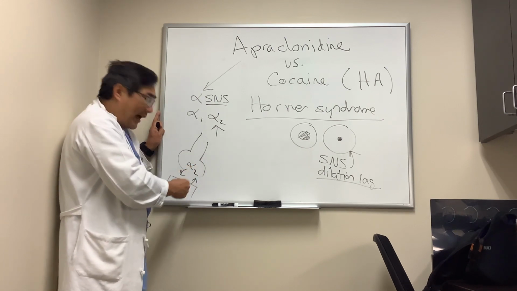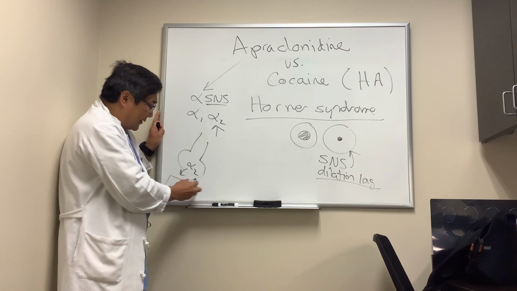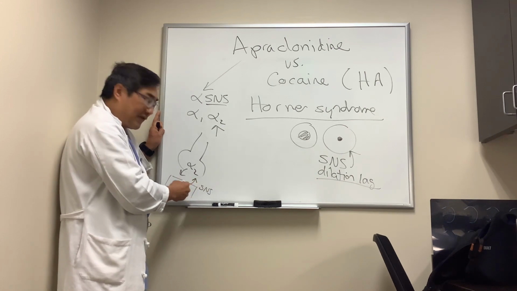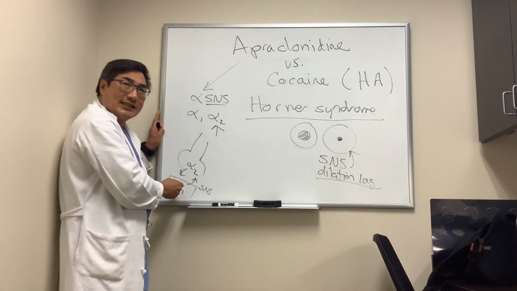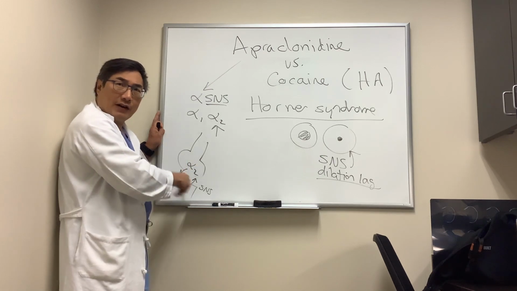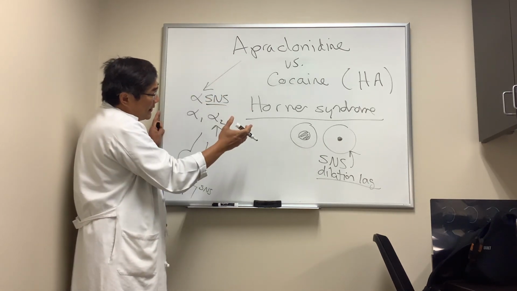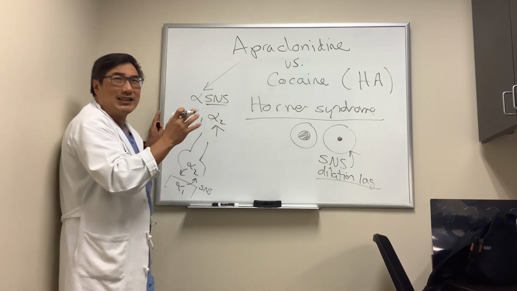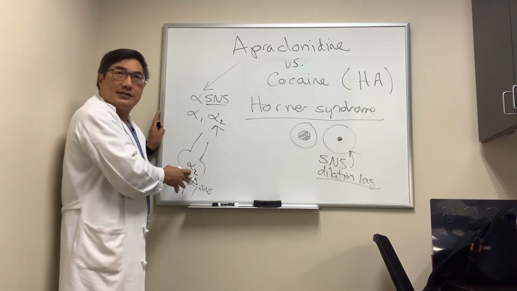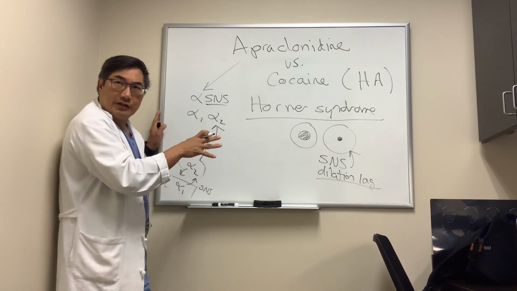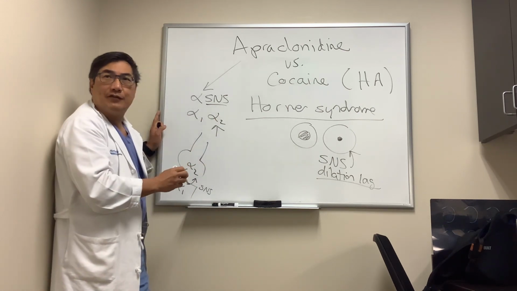So if you have alpha 1 activity, that is going to be sympathomimetic activation, but if you have alpha 2, that's actually antagonistic. It's to turn off the system. So under normal conditions, if you put apraclonidine into someone's eye, it actually makes the pupil slightly smaller, even though it's a sympathomimetic, and so that's counterintuitive, but it's because it's predominantly alpha 2.